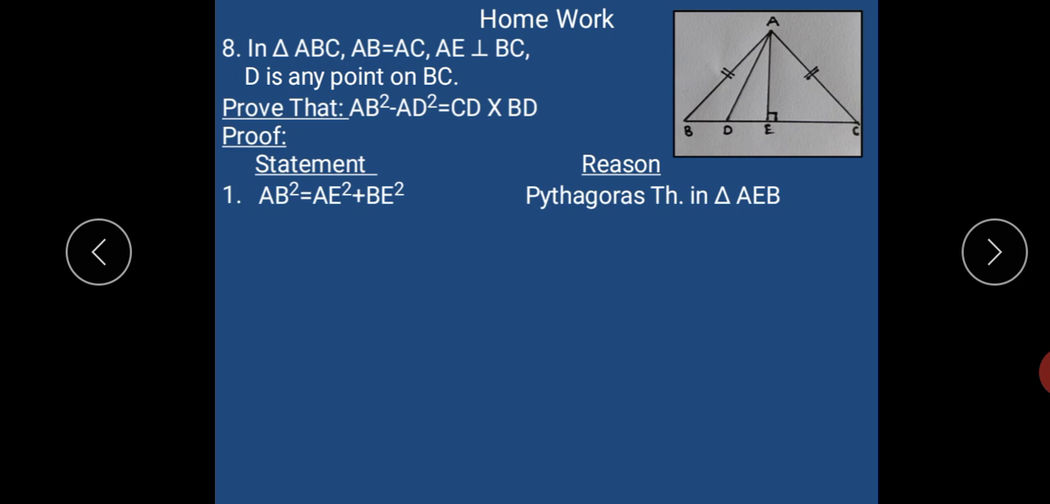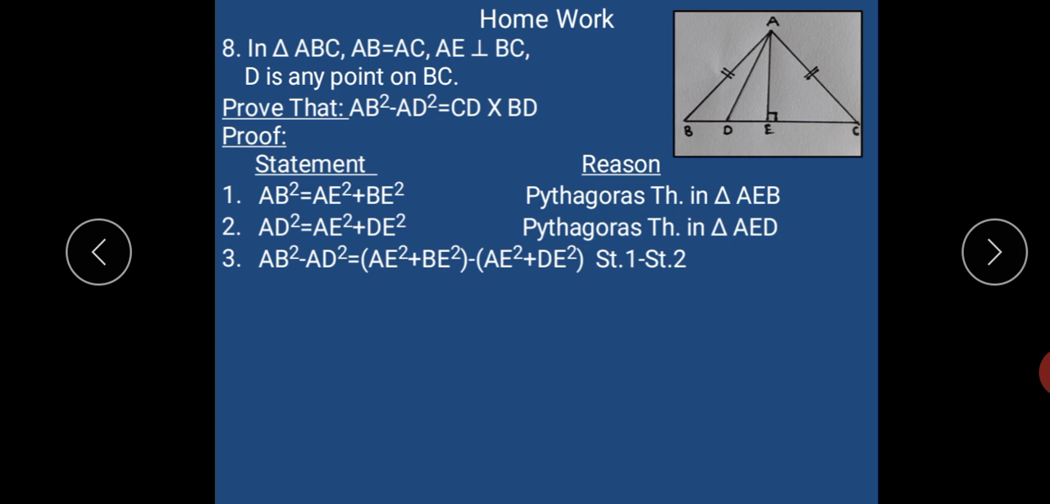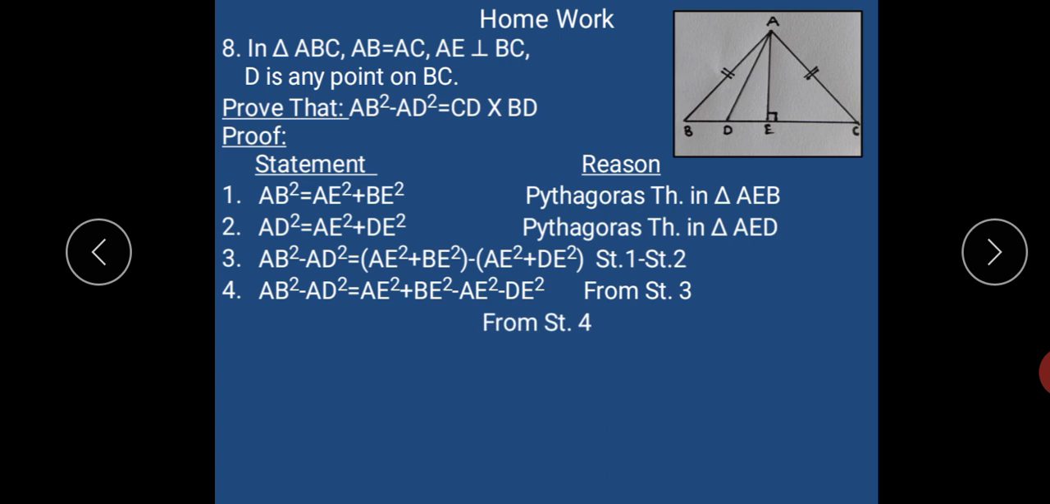Pythagoras theorem in triangle AEB will give you AB square is equal to AE square plus BE square, and Pythagoras theorem in triangle AED will give you AD square is equal to AE square plus DE square. Now we want AB square minus AD square. So statement 1 minus statement 2 will give you AB square minus AD square is equal to AE square plus BE square minus (AE square plus DE square). We'll open the brackets in the next statement. And you can see here plus AE square and minus AE square will get cancelled, and we'll get a little simplified statement here. AB square minus AD square is equal to BE square minus DE square.